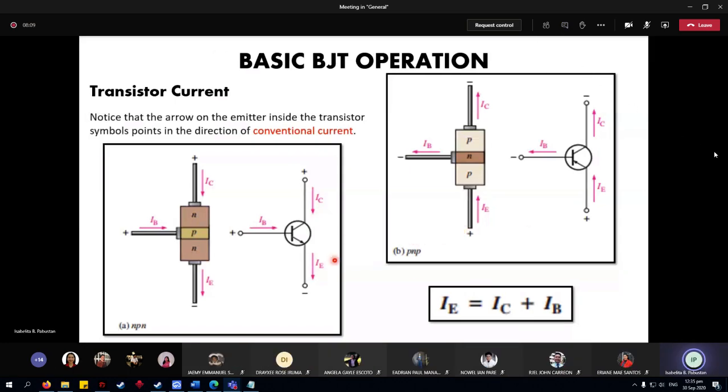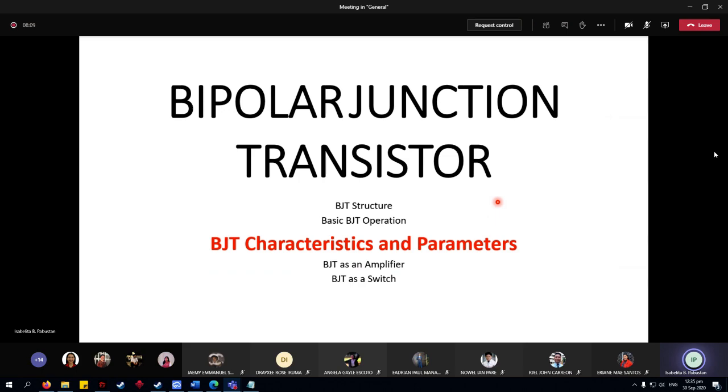The actual current is the opposite. In the NPN, this one is entering, and these two are leaving. In the PNP, this one is leaving, and the IB and IC are entering. So that is the actual current flow. But we will be using the conventional current flow. This one is the conventional current flow.